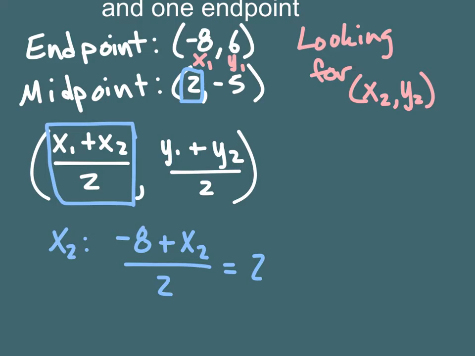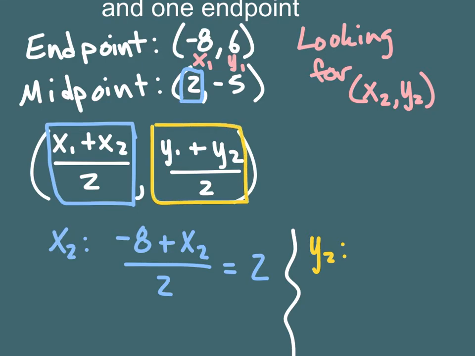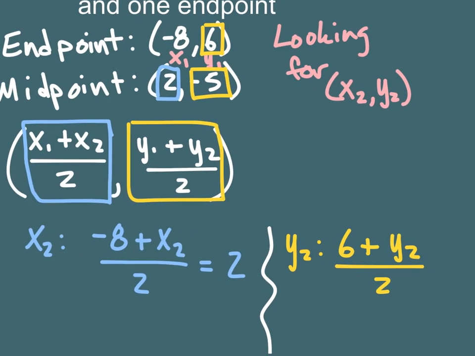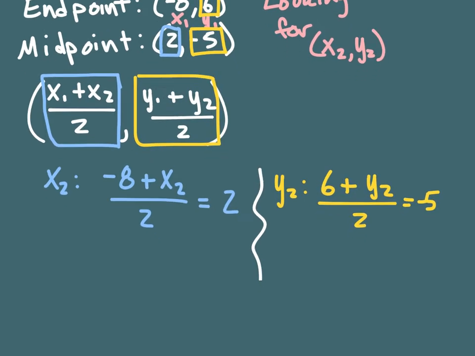All right, now similarly, I want to solve for y sub 2. So let's put this line down the middle. Let's set up an equation for y sub 2. I want to use this part of my formula. y sub 1 is 6. So (6 plus y sub 2) over 2 is going to be equal to the y value of my midpoint, which in this case is negative 5. Okay, and so what we're going to do is solve each of these equations.